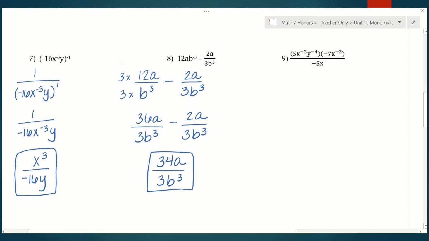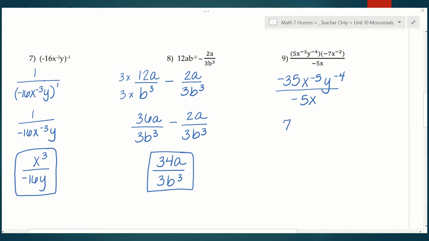All right, number 9, let's go ahead and multiply the numerators to start. So 5 times -7 is -35. X to the -3rd and x to the -2, if I multiply those, I'm adding my exponents, so x to the -5. And then there's a y to the -4th that we're going to have to just stick on there, divided by -5x.